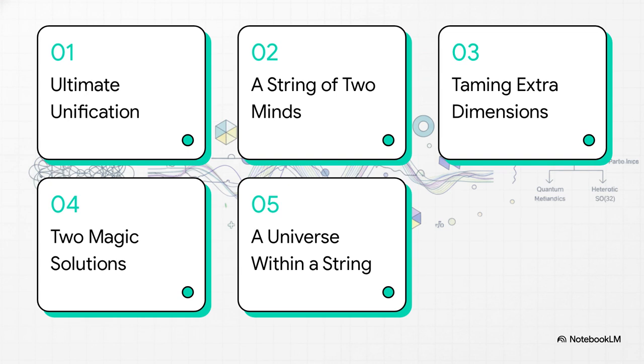We'll kick things off with the big quest that got us here in the first place. Then we'll meet the strange hybrid string, figure out how it juggles its dimensions, see the two incredible solutions that pop out of the math, and finally, discover how a whole universe might be hiding inside of it.